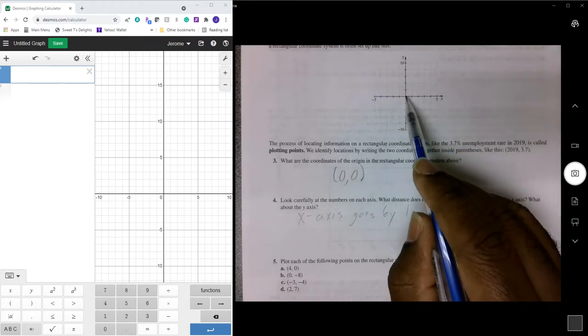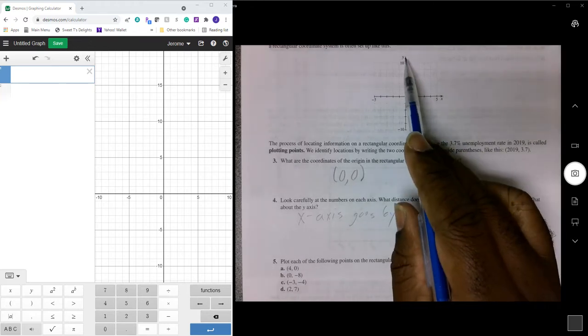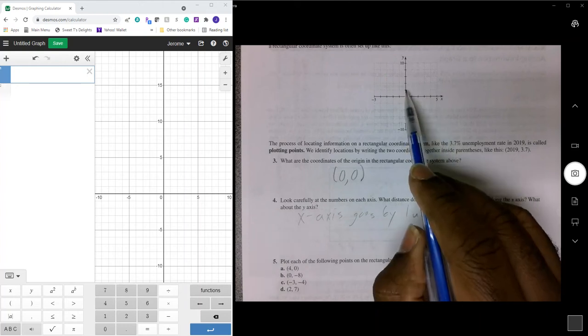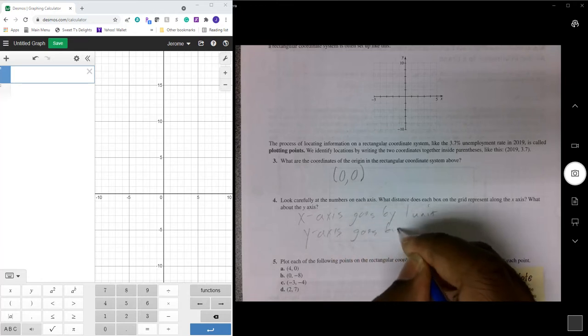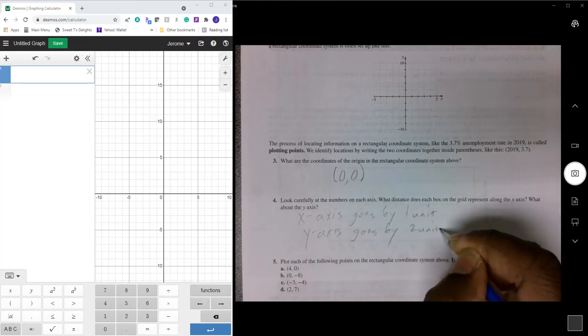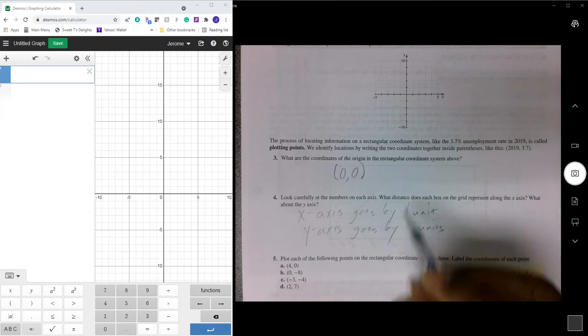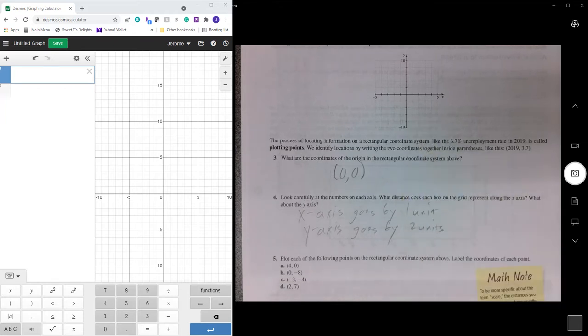The y-axis, we start at the origin. We have 5 tick marks. We go to 10. So that means that they were 2 each. So the y-axis goes by 2 units. So that lets you know what each of these tick mark values is.